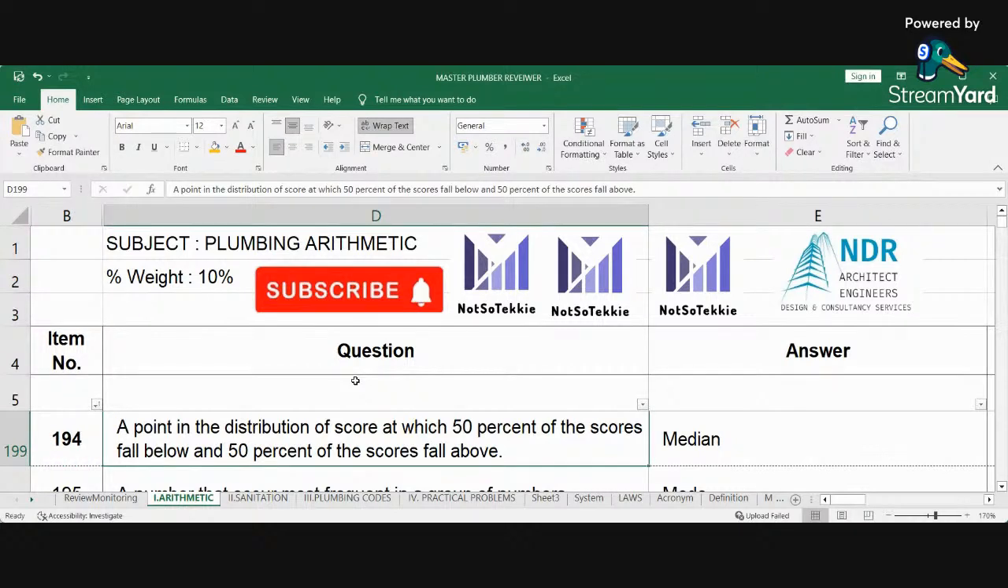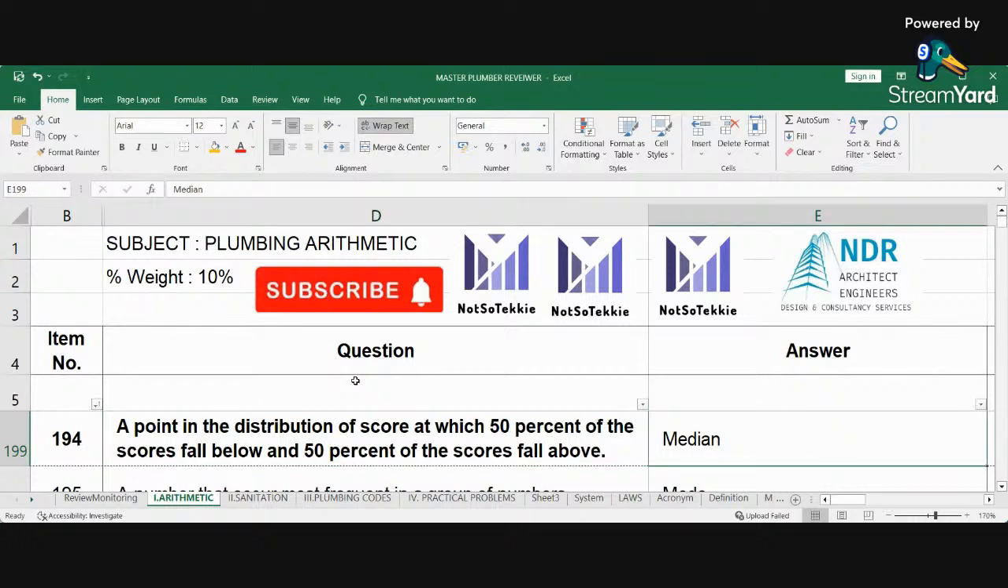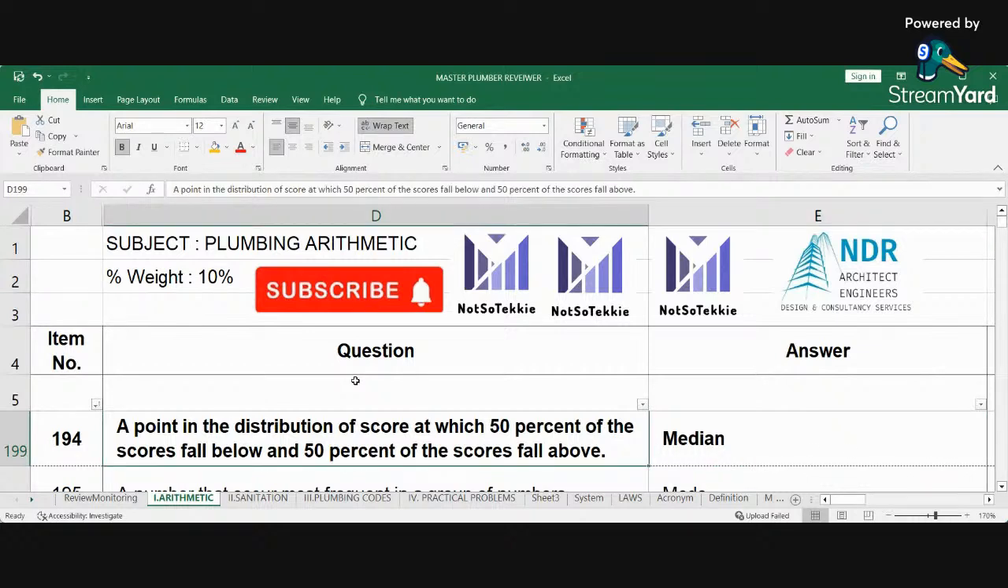194. A point in the distribution of scores at which 50% of the scores fall below and 50% of the scores fall above. The answer is median.